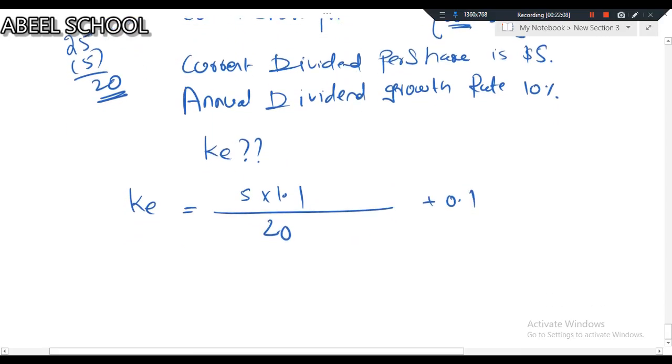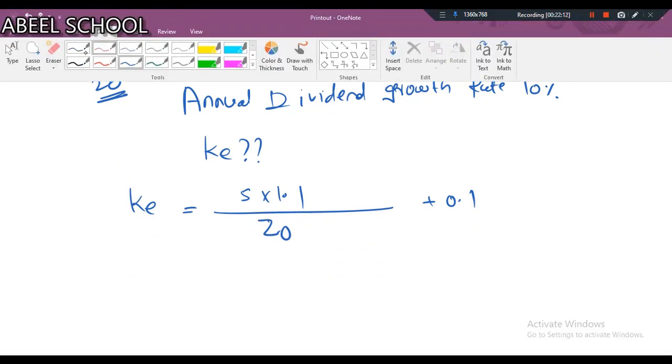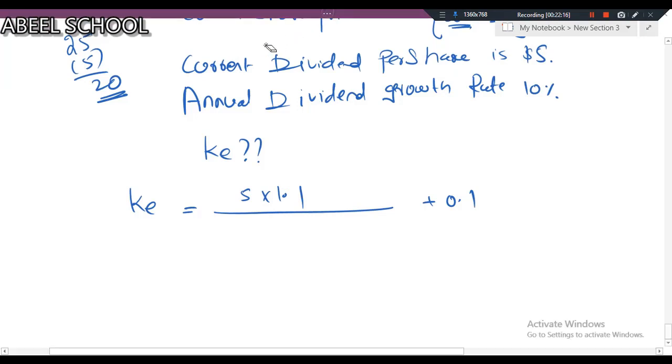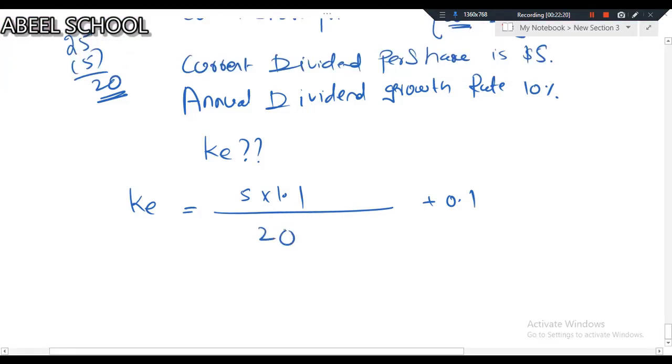So let me use the calculator. Let me check. 5 into 1.1. K is coming 37.5%. Actually, whatever answer is coming, actually 0.375, but you have to multiply this with 100. So you will get K 37.5%. Very healthy, I would say.